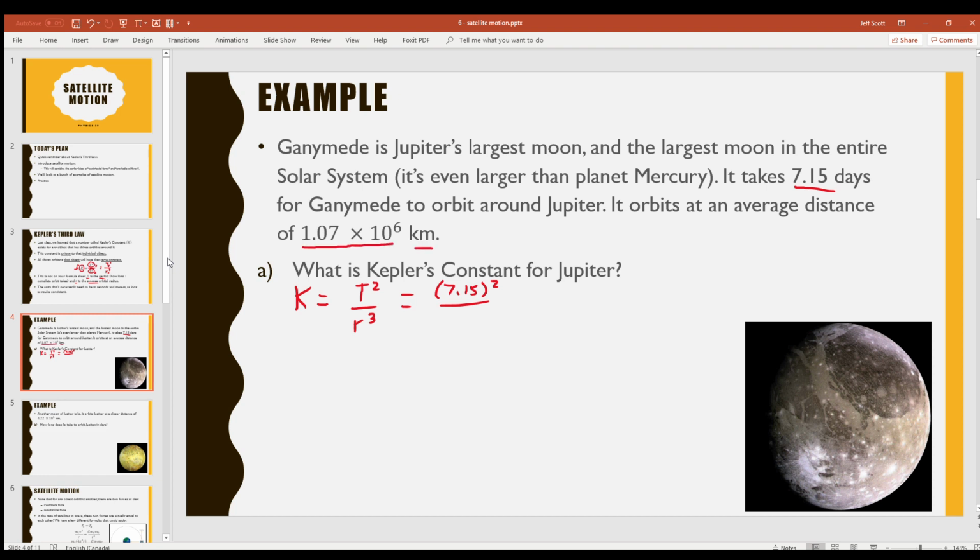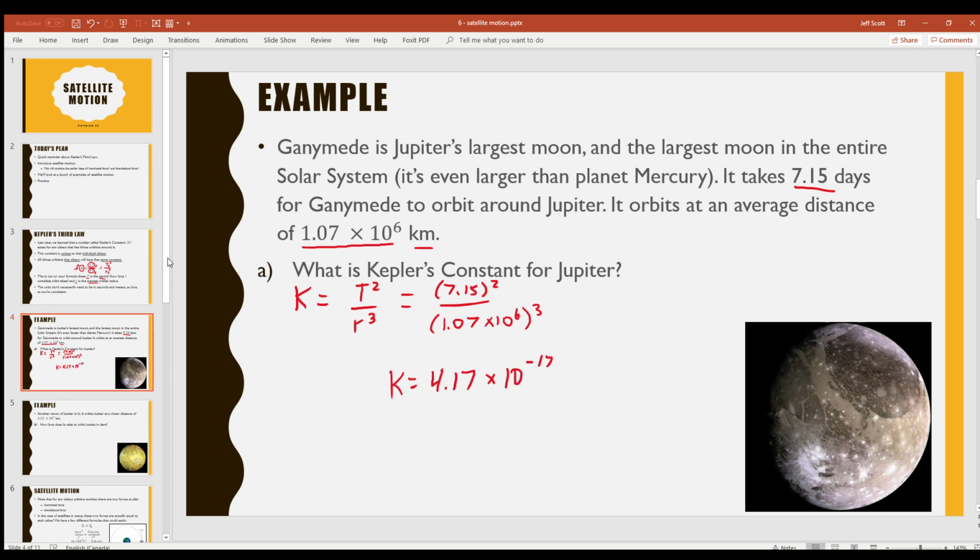But again, that doesn't matter. We can use whatever we wish. So it'd be 1.07 times 10 to the 6, all cubed. Throwing this in your calculator is going to give you K equals, and we need to round to our nearest 3 sig digs, 4.17 times 10 to the negative 17.